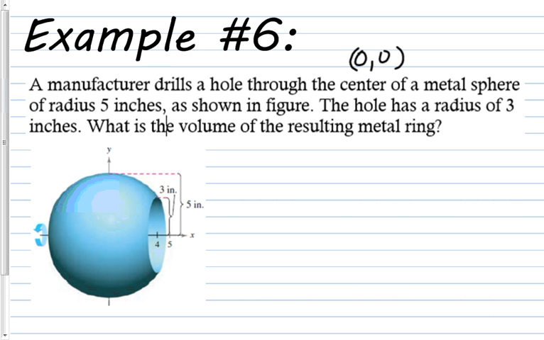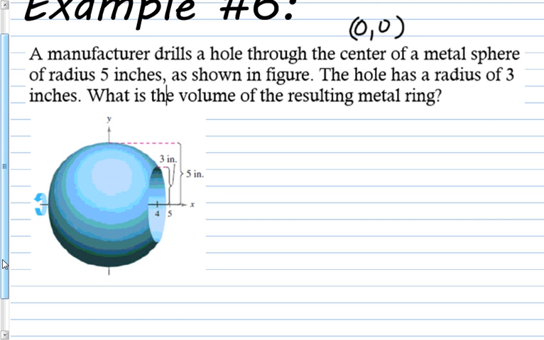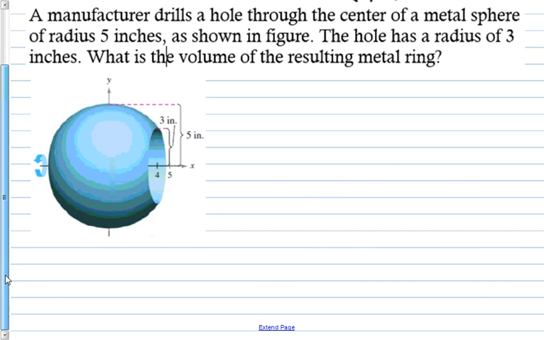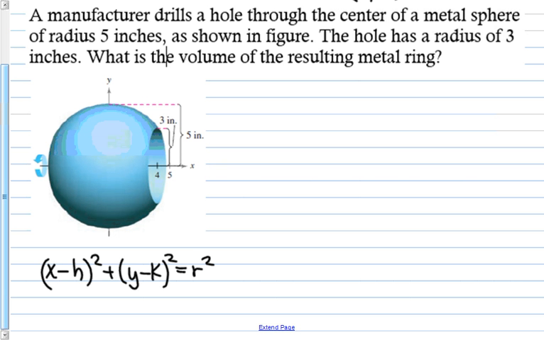Okay, so I do need equations. I need an equation of the big circle and an equation of the small circle. And the big circle has a radius of 5 inches, and it goes through the middle. And if you remember from geometry, pre-calculus, and algebra 2, the equation of circles is x minus h squared plus y minus k squared equals r squared. Now for the big one, it does go through 0, 0. That's the center. H and k are supposed to be the center. So since it's 0, it's just really x squared plus y squared. And then they told us the radius was 5, so 25.